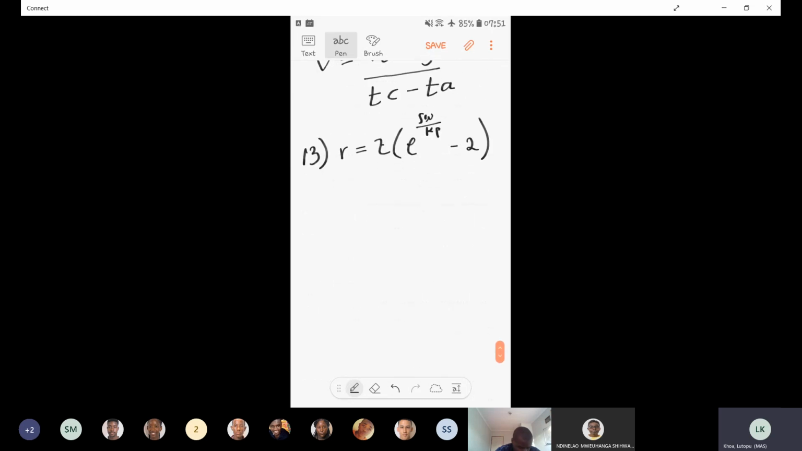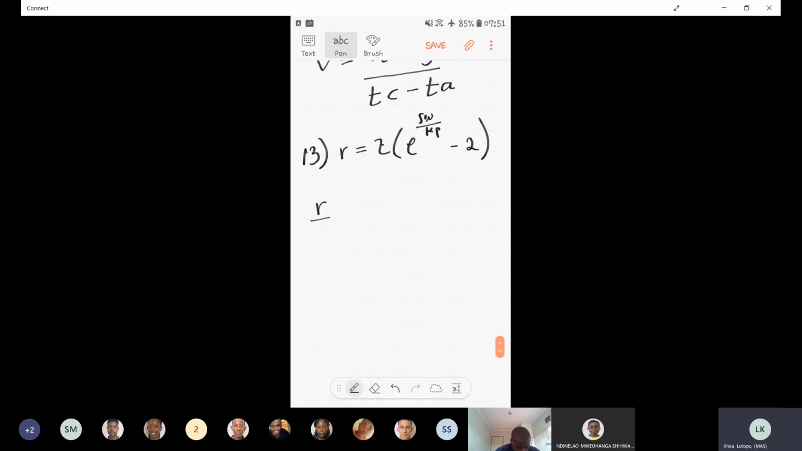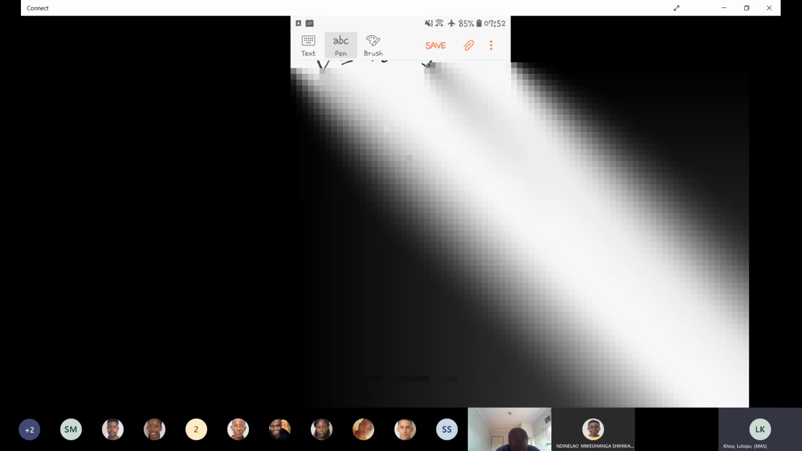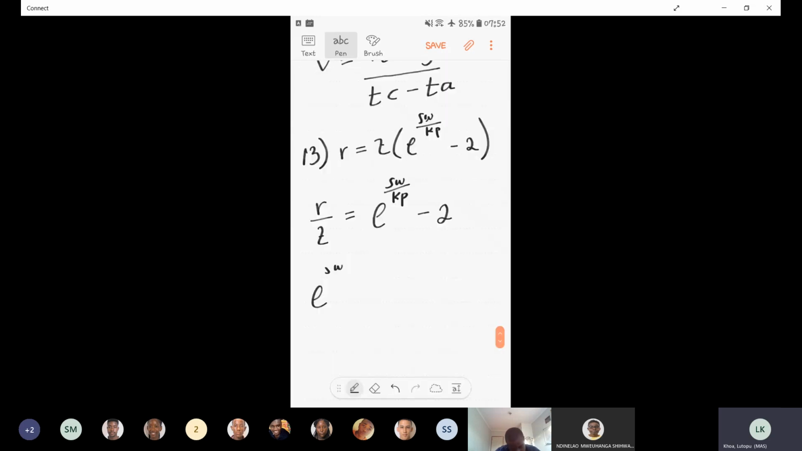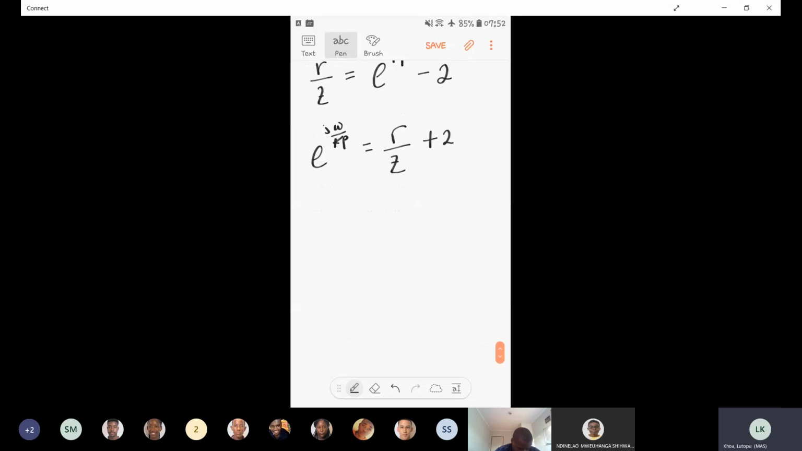Okay, so what I do is first I divide by Z on both sides. So I have R over Z. This is equal to e to the power of SW over KP minus 2. And then I take the 2 to the other side. I have e to the power of SW over KP. And this is equal to R over Z plus 2. Right? Then you can take logarithms on both sides.